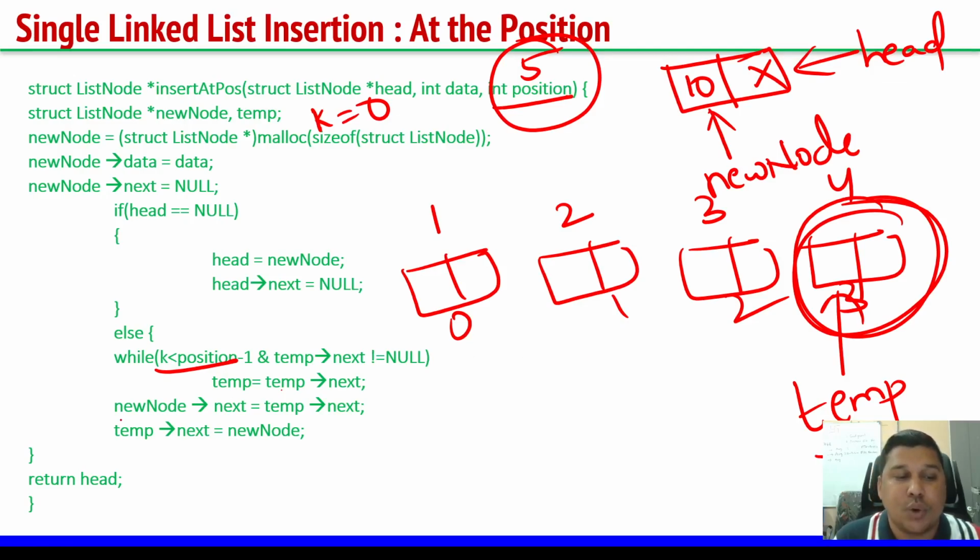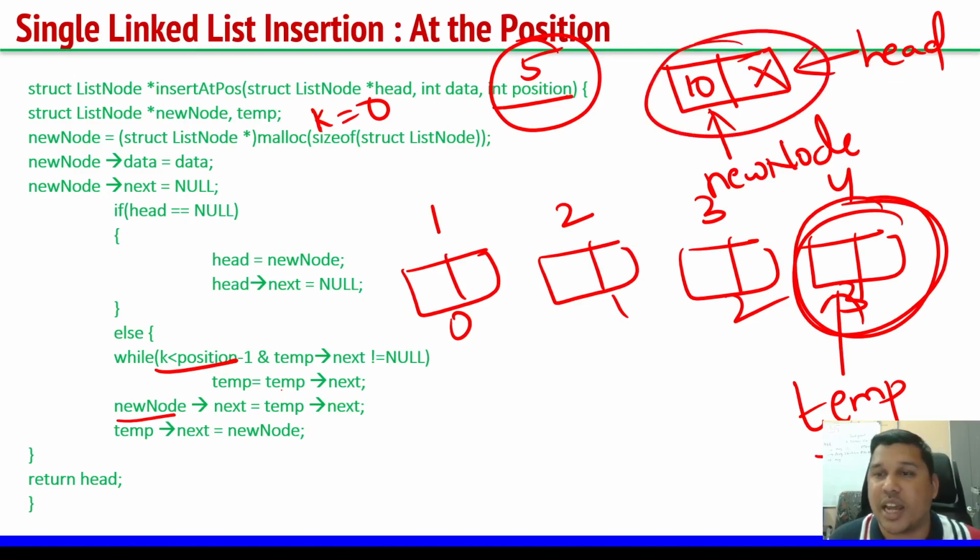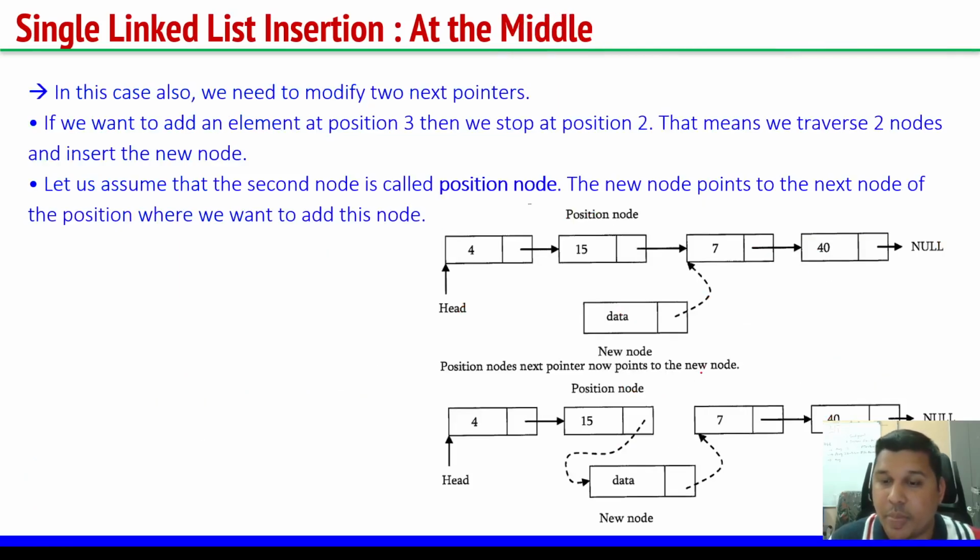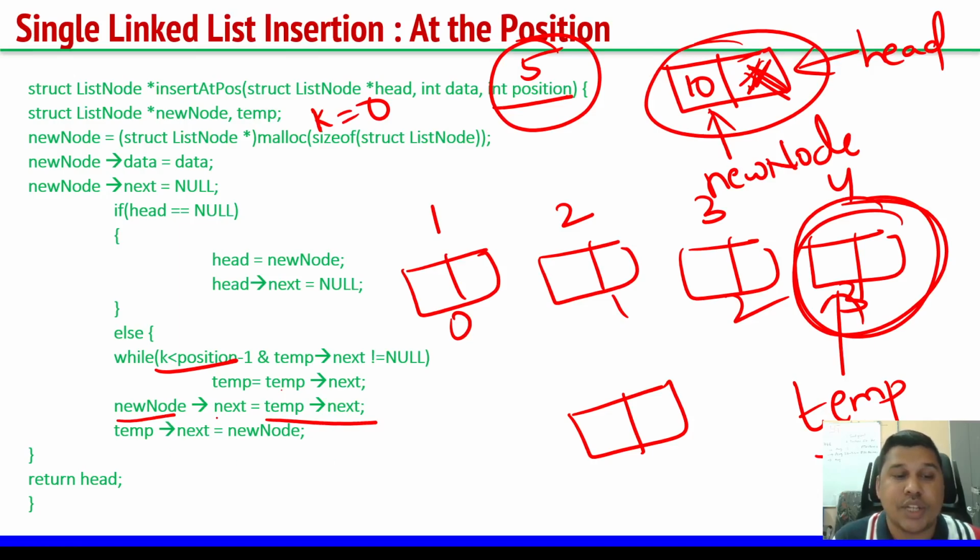Once you do this, we have a new node here, right? The new node's next, which is currently null, you point it to temp's next. It has some value already here like this. So see here, this is my new node, this is my temporary node. This new node's next, I am pointing to this node. Okay. So new node's next is temp next, then temp next equal to new node.